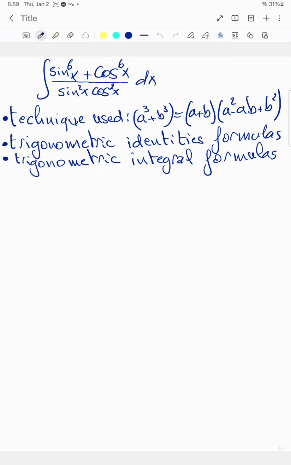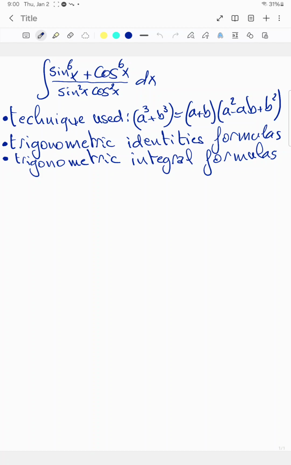In this video, we will solve the integral of sine to the power of 6 of x plus cosine to the power of 6x, divided by sine to the power of 2x cosine to the power of 2x dx. The technique that I will be using is a cubed plus b cubed, which is equal to a plus b times a squared minus ab plus b squared. And I will be using trigonometric identity formulas and trigonometric integral formulas.